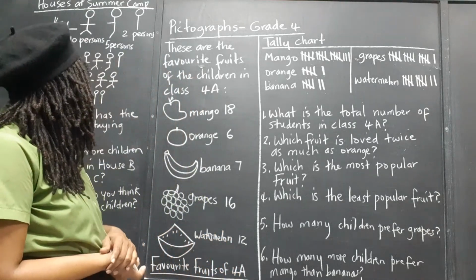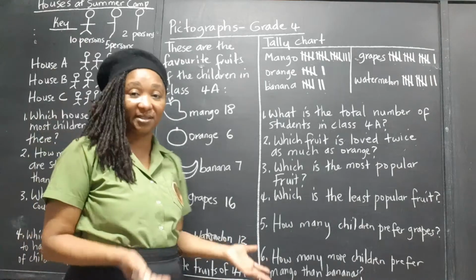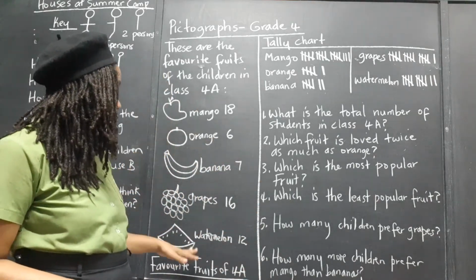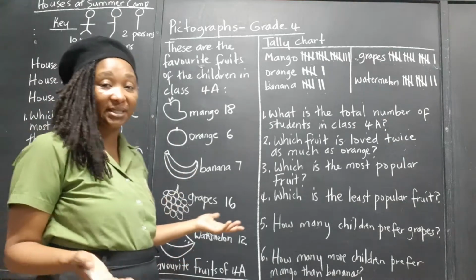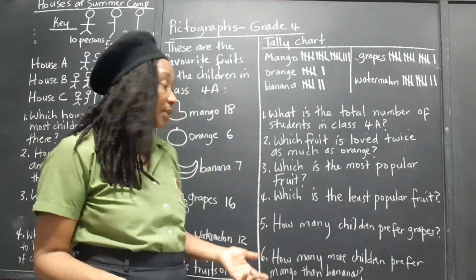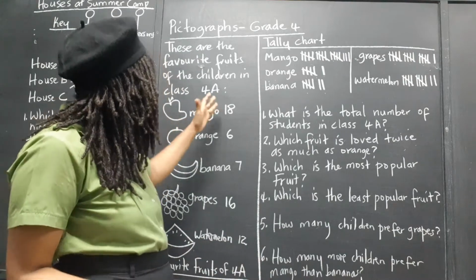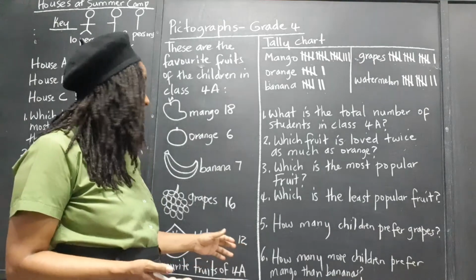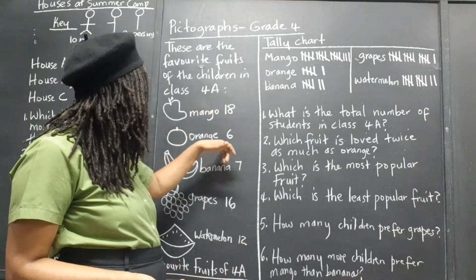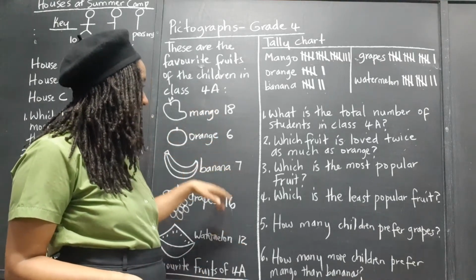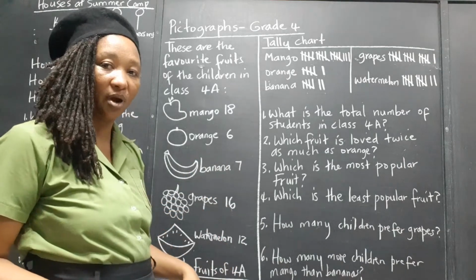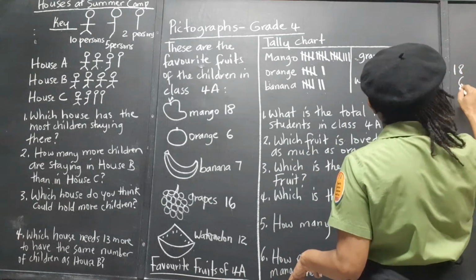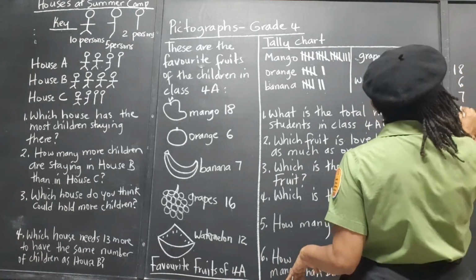Since all the children answered the question, all the children chose one of the fruits, all the children participated in the survey, so we can add up all of these to get the total number of students. That would be 18 plus 6 plus 7 plus 16 plus 12. Alright, let's add it here.